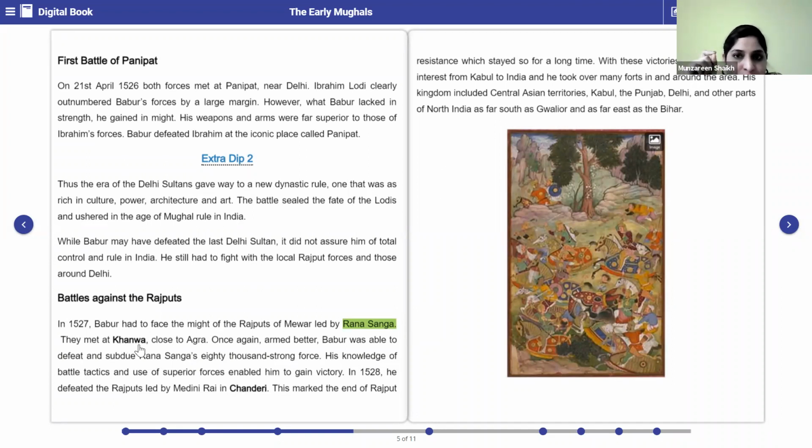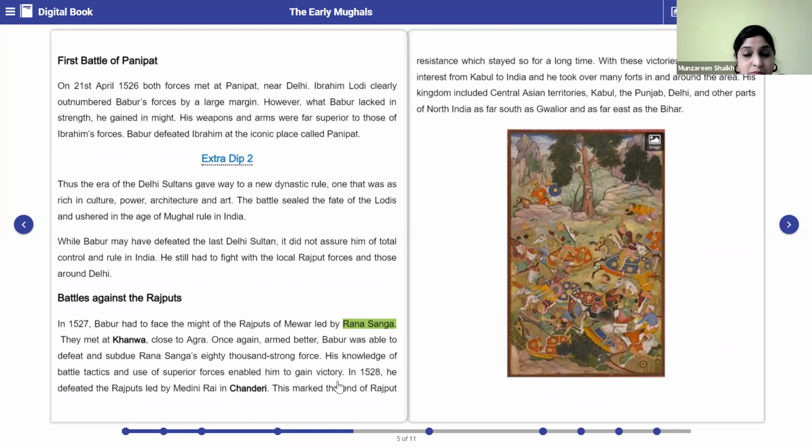And where is this place? This place is close to Agra. Once again, better armed, Babur was able to defeat and subdue Rana Sanga's 80,000 strong force. His knowledge of battle tactics and use of superior forces enabled him to gain victory.